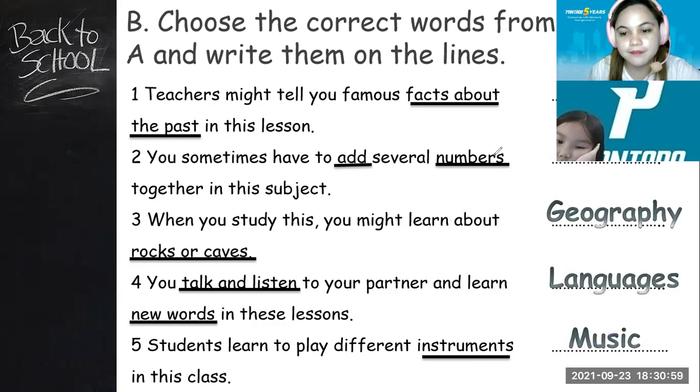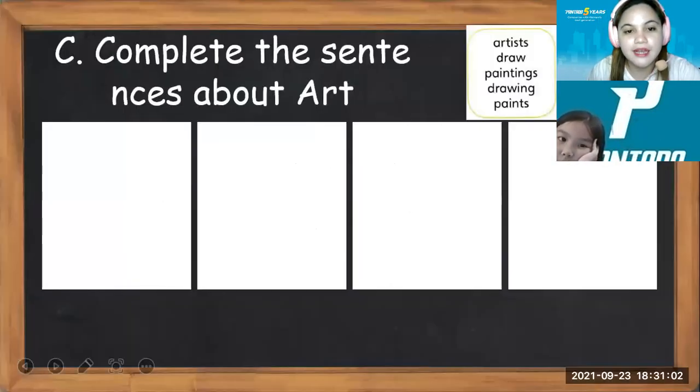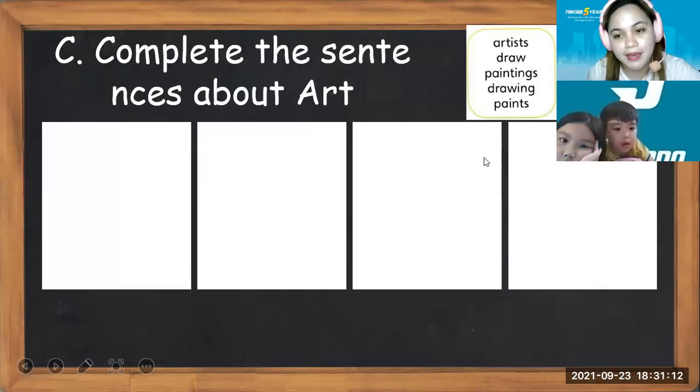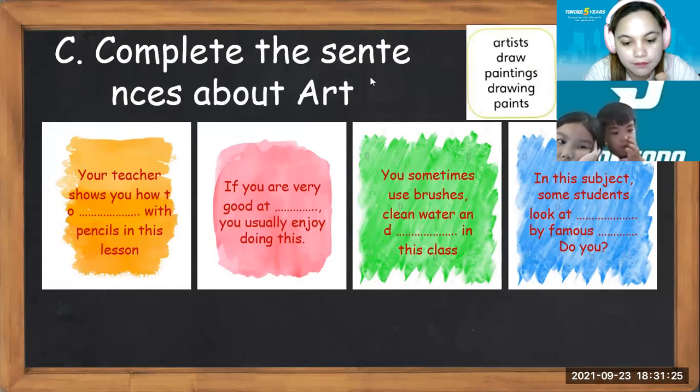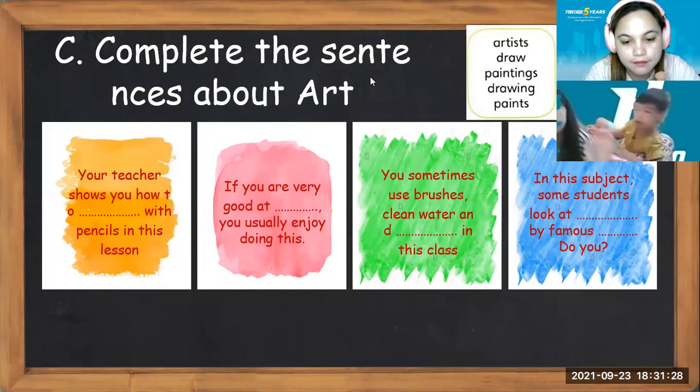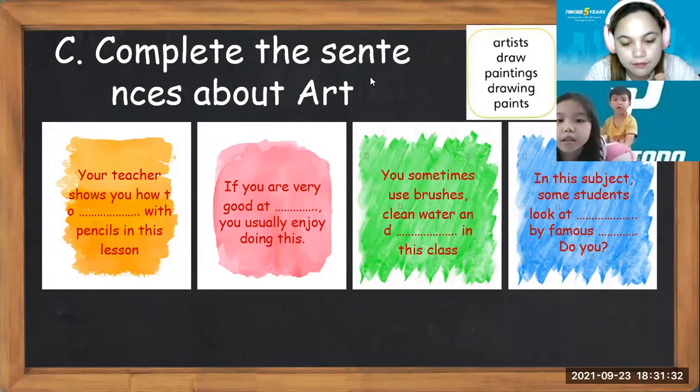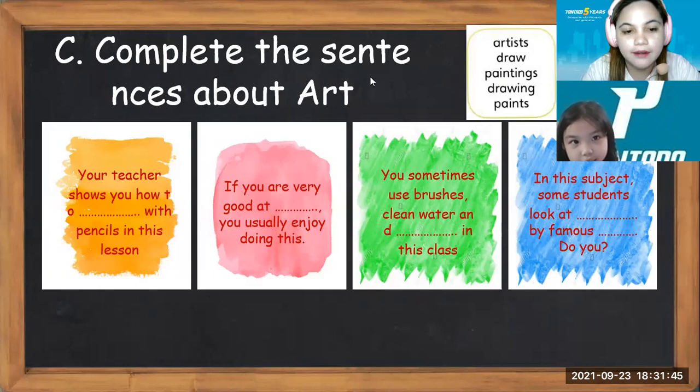Okay, next one, Huang. All right, so now let's answer letter C. Complete the sentences about art. You can choose your answer from the box. There's artist, draw, paintings, drawing, and paints. All right, so let's begin with the color orange, Huang. Your teacher showed you how to draw. Oh, you have to type. You have to write your answer, Huang.